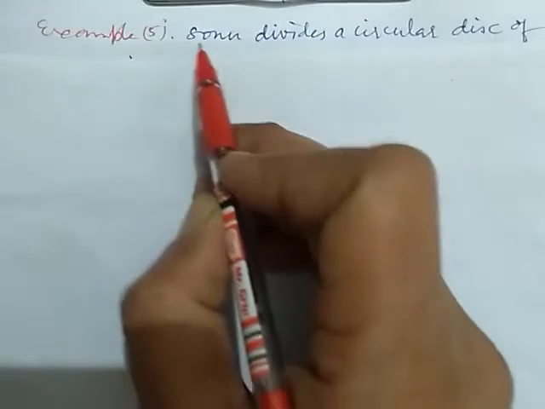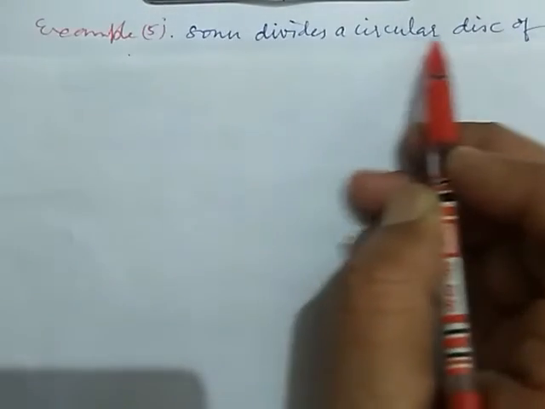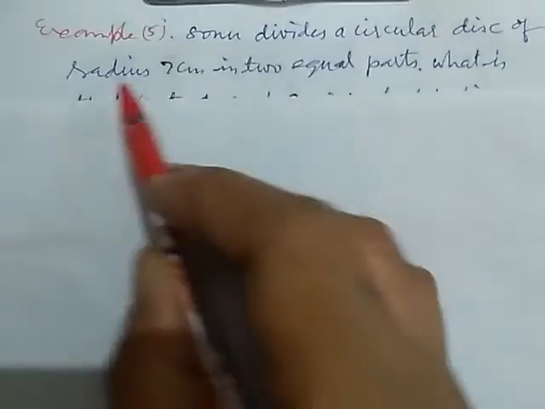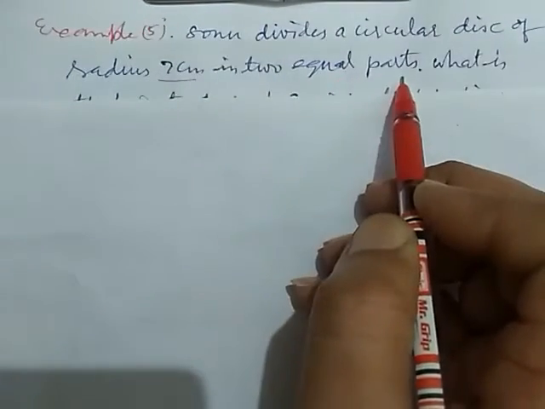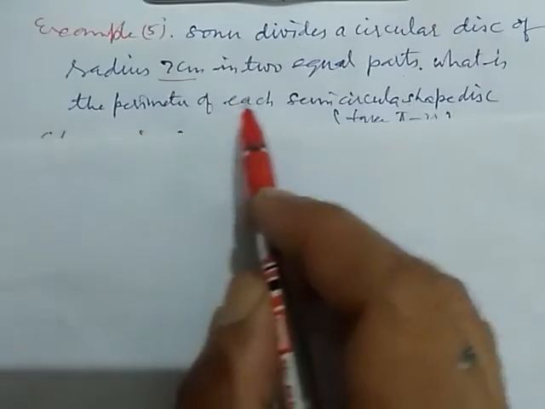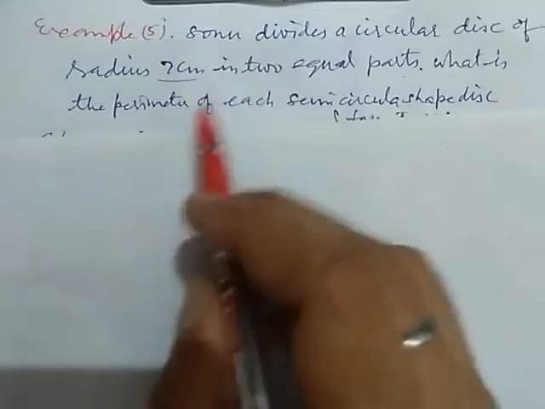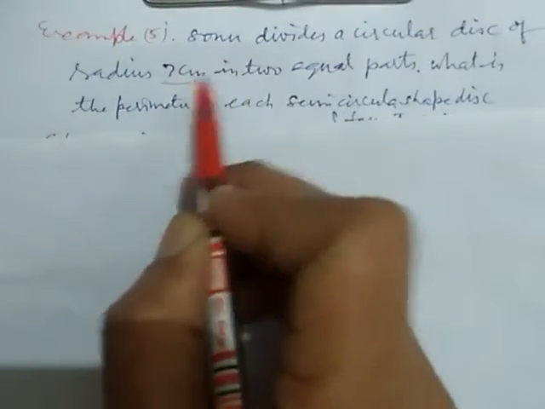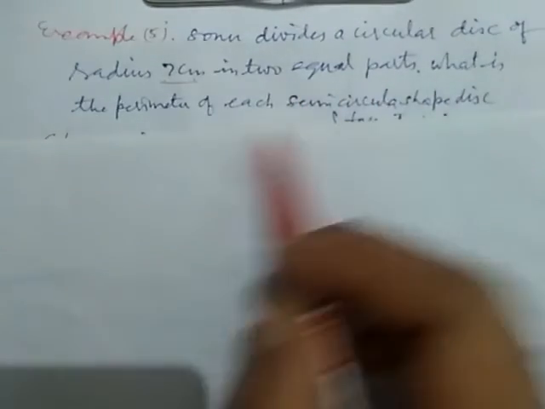Example 5. Sonu divides a circular disc of radius 7 centimeter into 2 equal parts. What is the perimeter of each semicircular shaped disc? What we have been provided is that the radius of the circular disc is 7 centimeter, and Sonu divides it into two equal parts. What is the perimeter of each semicircular shaped disc? Take pi equal to 22 by 7.